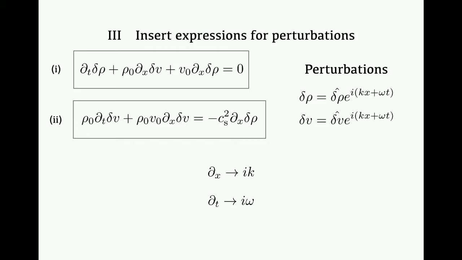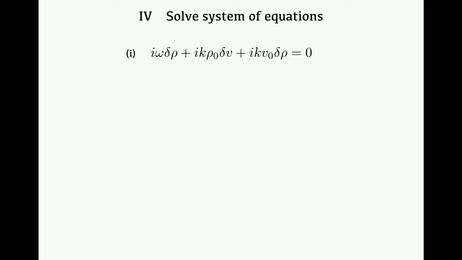Now, you will see sometimes these perturbations are defined in different ways. Sometimes it is kx minus omega t. Sometimes the i is only multiplied onto the kx, and the omega t is not imaginary but real. So it always depends on how you define your perturbations, and you have to change these expressions for the derivatives adequately. But now we define it like this, and we can see that we can replace the derivatives in equation 1 and 2 by ik and by i omega. So let's do this. Equation 1 turns into this, and equation 2 turns into this expression.